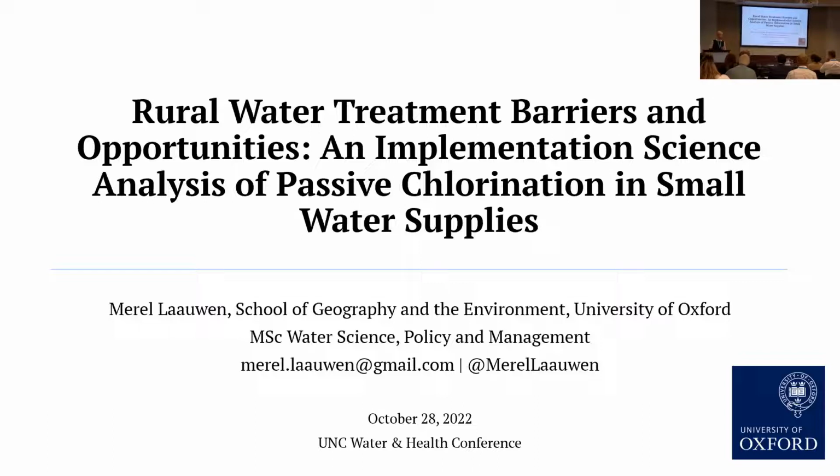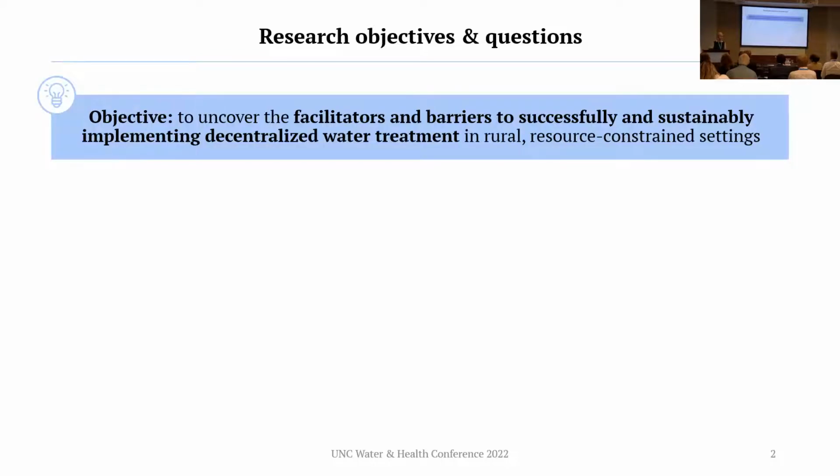This is basically what I did for my master's research. I just finished my master's about a month ago at the University of Oxford, and I'd like to present the key results and findings to you. The objective of the research was to uncover the facilitators and the barriers to successfully and sustainably implementing passive chlorination in small water supplies.